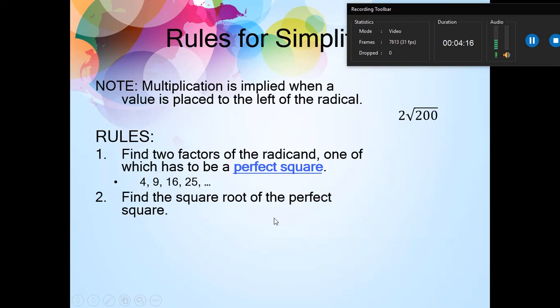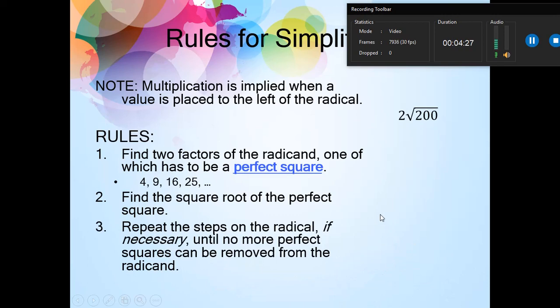When you've identified your 2 factors, the factor that is a perfect square will get square rooted and turn into a rational number. And then finally, I have to keep examining the radicand. If I can continue to pull perfect squares, I need to repeat the process until no more perfect squares exist. So when you're selecting your factors in step 1, the bigger the perfect square, the better, because you'll eliminate a bunch of work.